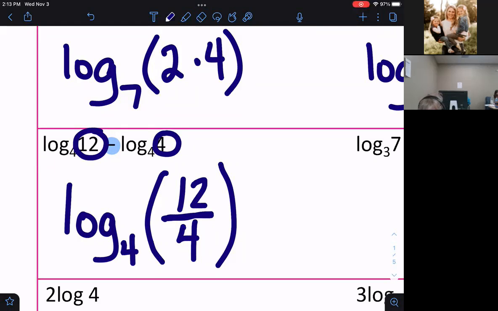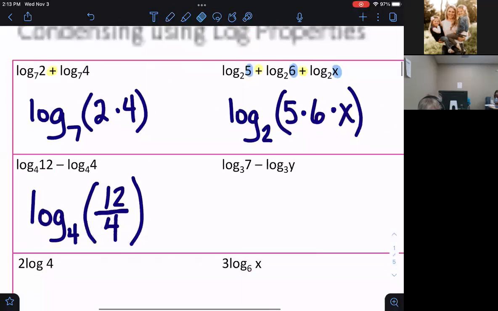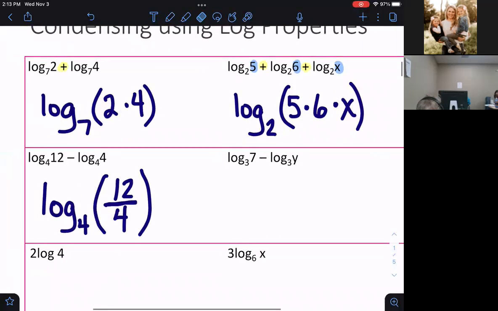So take a minute and see if you can do the next one. See if you can take log base 3 of 7 minus log base 3 of y and combine them into one single logarithm using the quotient property.